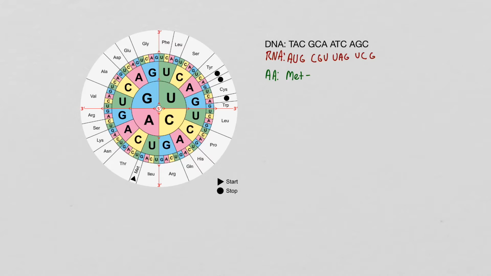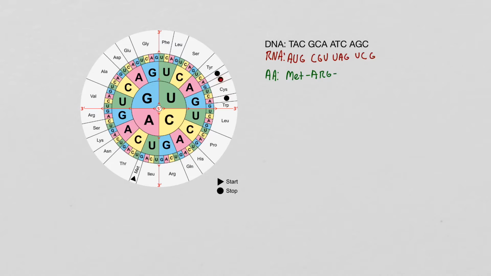Now I'm going to read my next three letters, which are CGU. So start on the inside, work my way out. C, G, U. Arginine, ARG. So I'm going to go ahead and write ARG. Then go ahead and do my next three letters, UAG.